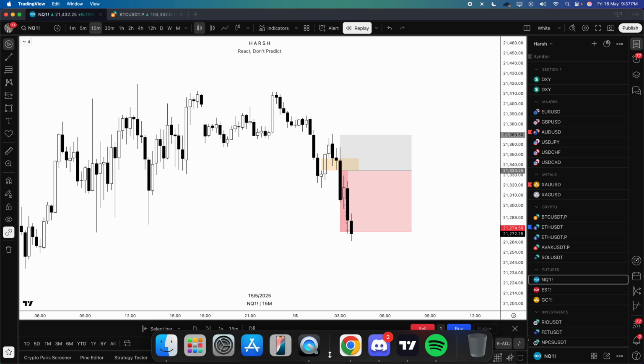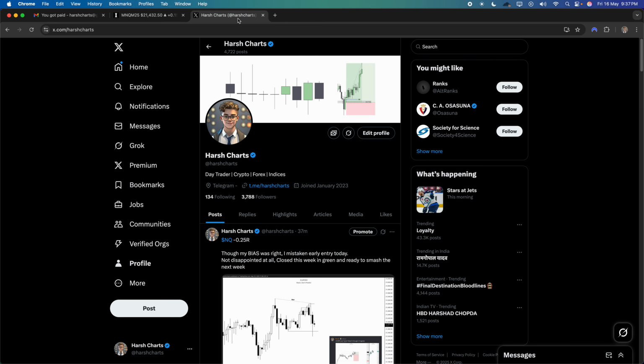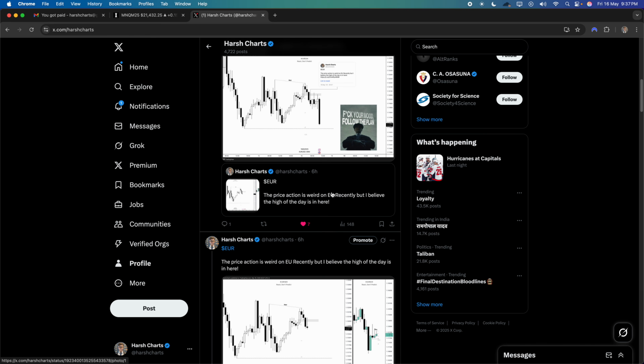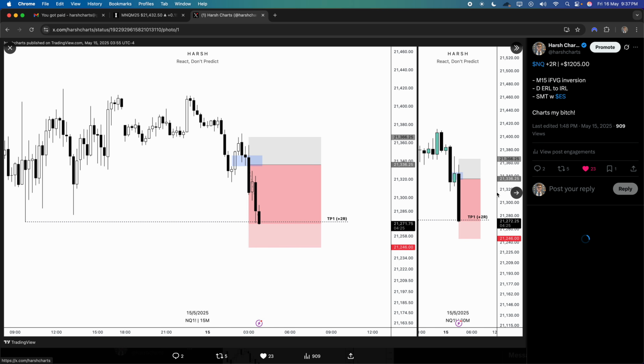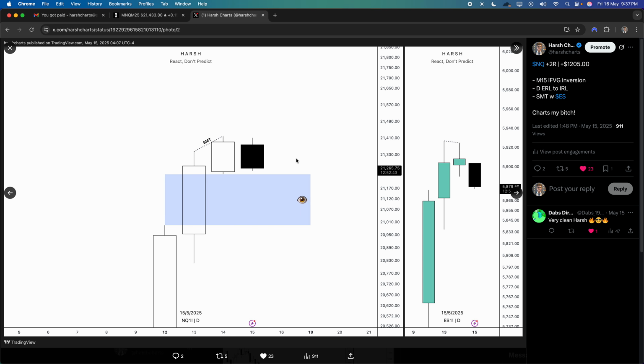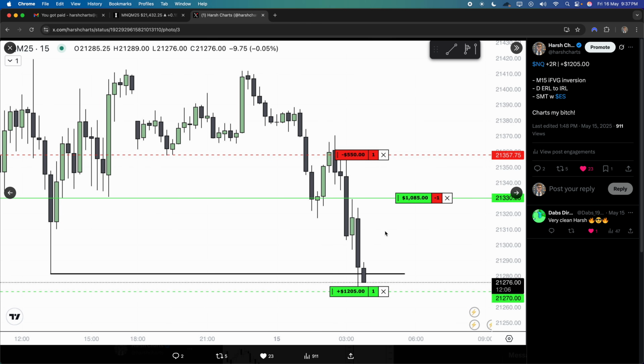Okay, so if I go on my Twitter for a second, here you can see that this was a trade. Here it was a daily fair value gap and all, and here is the execution. So we will go over the higher time frame to lower time frame analysis, the reasoning behind the trade and how I approached it and everything in this video.